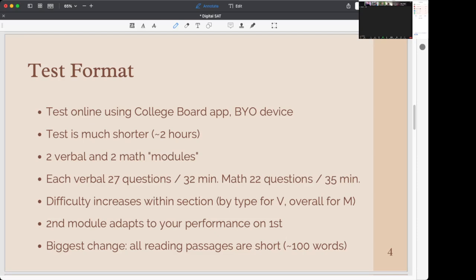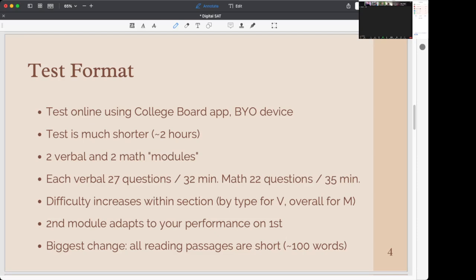So just to give you a few more facts about the sections: verbal sections, 27 questions, 32 minutes per section, and then math, you have 22 questions, 35 minutes. Again, you can use that calculator for the entire test. Unlike the current SAT where you have a no calculator section, now you have the calculator for the entire test.